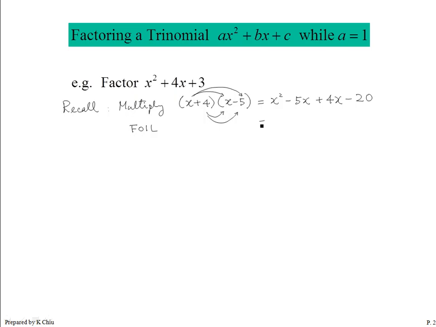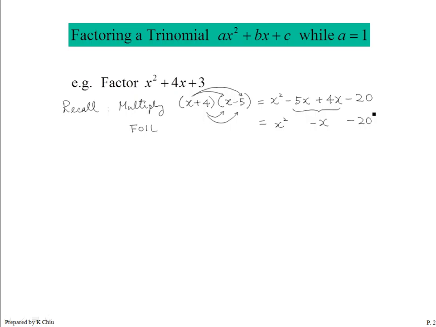Later on, we see that the middle two terms can be combined because they are actually like terms. So we get x squared minus x minus 20, like this. So now we are going to do that backward. Indeed, in factoring, we want to make this trinomial become something times something.